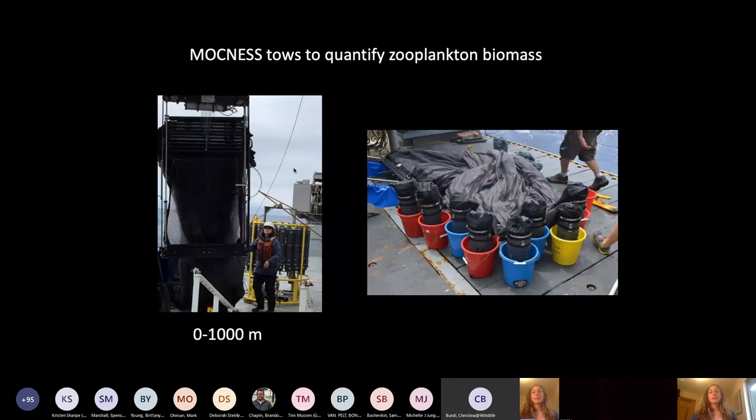So the final thing we had to do in order to estimate whole zooplankton community carbon production in the system was to get a picture of actual biomass of these different size fractions of the community. So we did these MOCNESS tows to get biomass of different organisms.